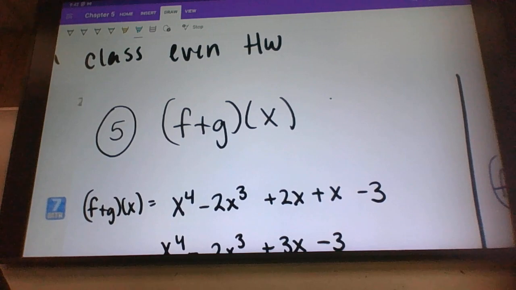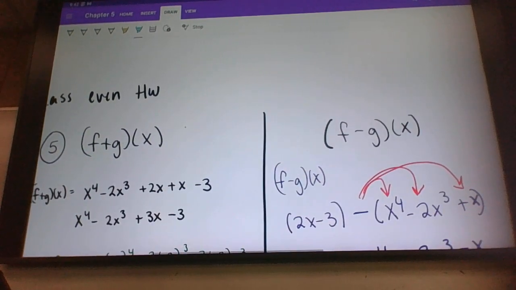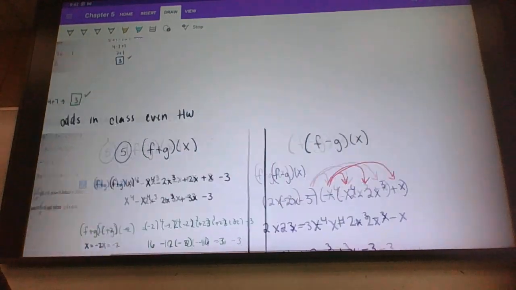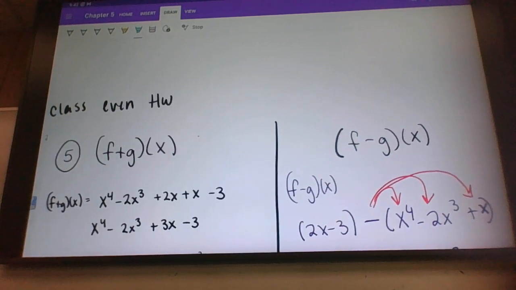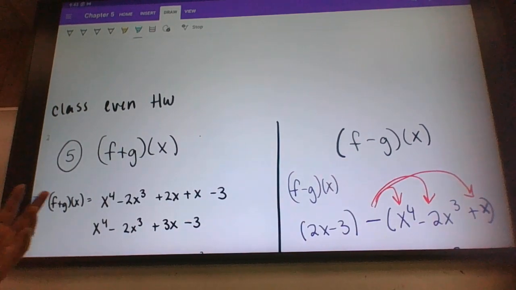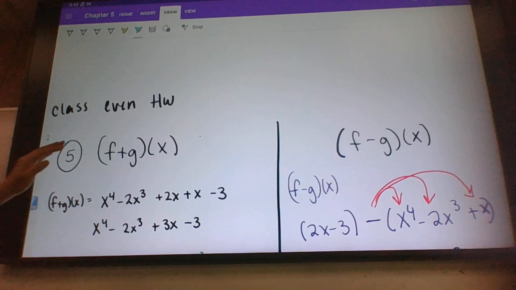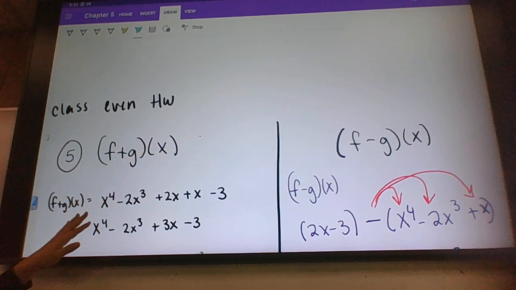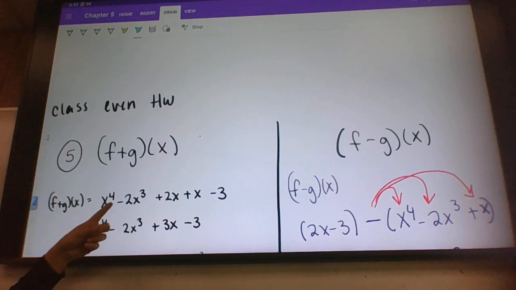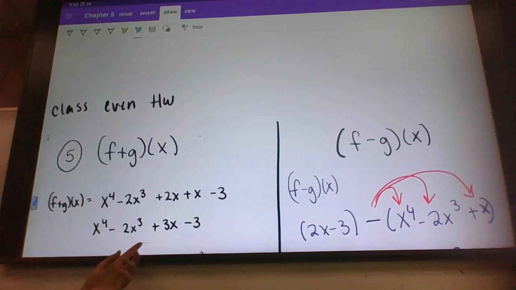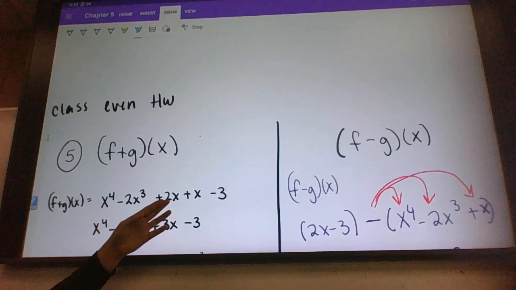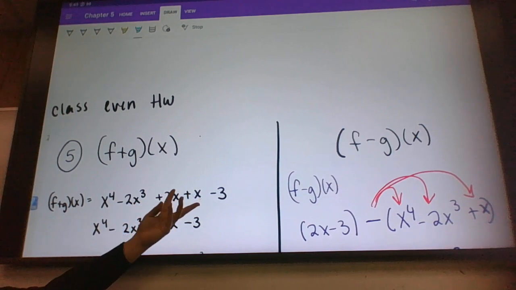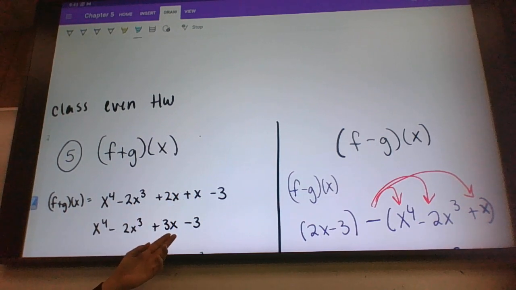5. Okay. So number 5, like John Alexander said, you have to do addition and subtraction. It's actually 4 problems if I really had to be honest. So first, when I add f and g again, that's combining like terms. The only like terms there to combine between f and g are the 2x and the x. I'll combine those to make 3x. Here we are.